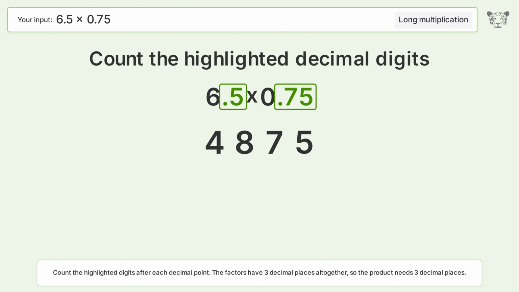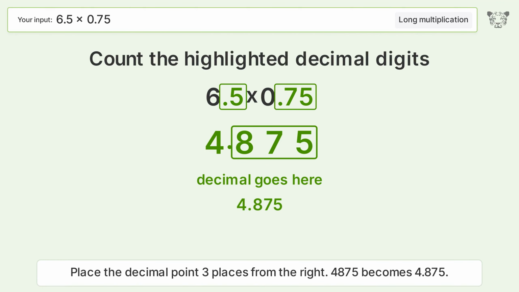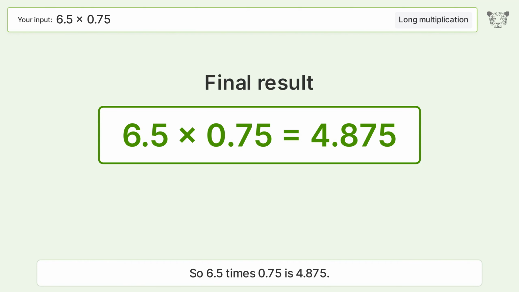Count the highlighted digits after each decimal point. The factors have 3 decimal places altogether, so the product needs 3 decimal places. Place the decimal point 3 places from the right. 4,875 becomes 4.875. So 6.5 times 0.75 is 4.875.